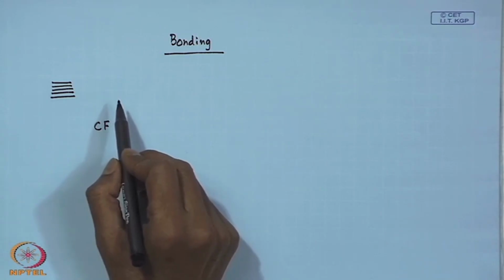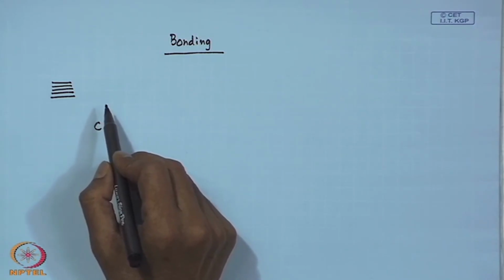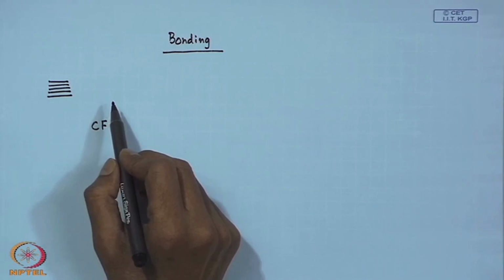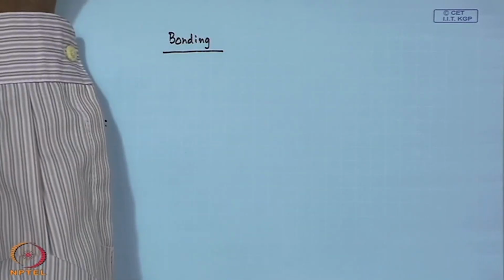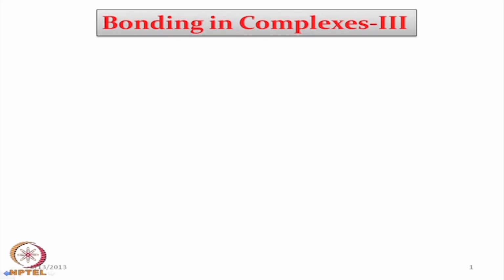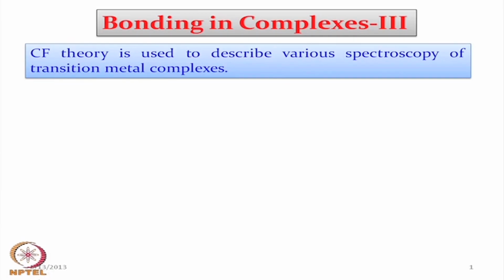which particular symmetry the orientation would be of one type, and in another symmetry the orientation can be of a different type. So, we will see this bonding in complexes, part 3. The crystal field theory that we have seen can be used to describe particularly the different types of spectroscopic assignments of the different transition metal complexes. If we see the corresponding spectroscopic signature of all these metal complexes, how can we classify them in terms of this particular theory?